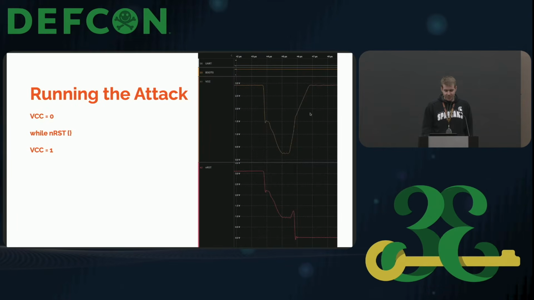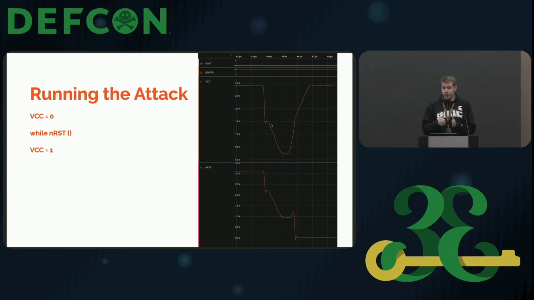So when we run the attack, I have a scope screenshot that you can't see of the power glitch, but what it shows is that VCC begins dropping and N reset follows it down. As VCC and N reset drop, eventually N reset hits what the Pico will consider logic level low. And when it does that, the Pico immediately restores power to VCC.